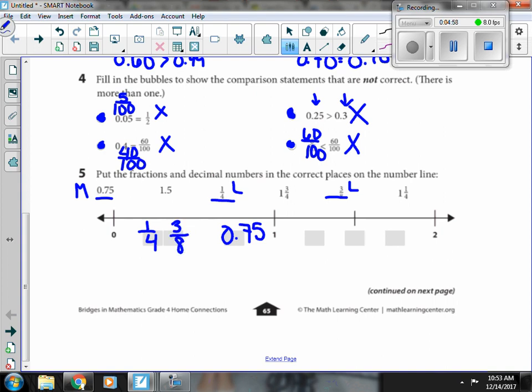Okay, now looking at my ones that were bigger than 1, I have 1 and 5/10, which is the same thing as 1 1/2, 1 3/4, 1 1/4. Well, I'm going to put 1 1/2 on first, so 1 5/10 goes first. 1 3/4 is greater than that half, and 1 1/4 is less than a half. So our number line would look like that.